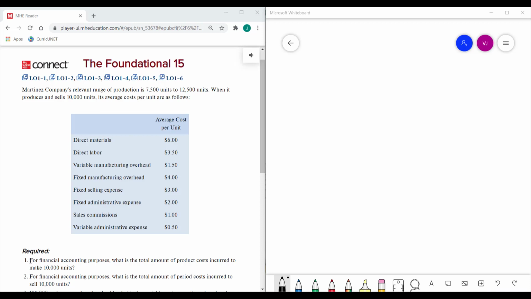Okay, so let's start with number 1. Question 1 says, for financial accounting purposes, what is the total amount of product costs incurred to make 10,000 units? Okay, so we have to recall what a product cost is. A product cost, remember, is those costs that a company incurs to ultimately make a product, the cost of making a product.